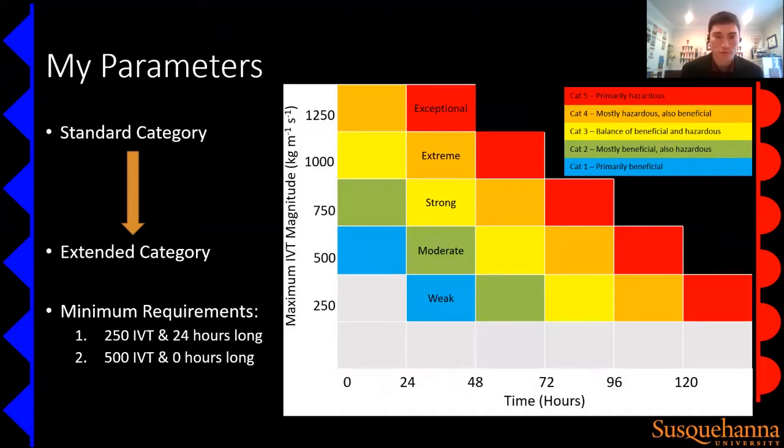And so the minimum requirements for becoming an AR was 250 IVT and 24 hours long, or 500 IVT and 0 hours long. 0 hours long is a little deceiving because the calculations for IVT came from the 6-hour MERRA NASA data. And so 0 hours long just represents 1 6-hour period.